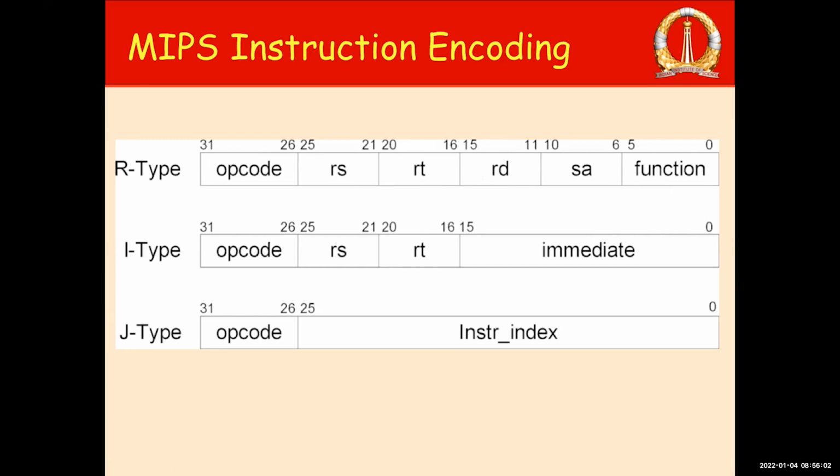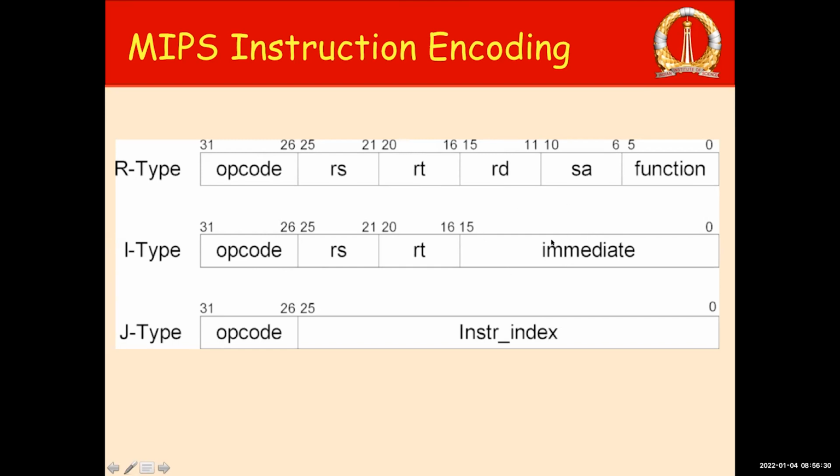Each register can be specified using 5 bits. There are 5 bits for the first source operand, 5 bits for the second source operand, and again 5 bits for the destination operand. And the rest are all opcodes or some shift amounts. Whereas the I-type format instruction consists of an opcode and then one source operand and one destination operand. It also has an immediate operand.